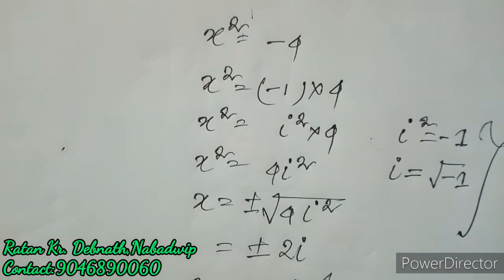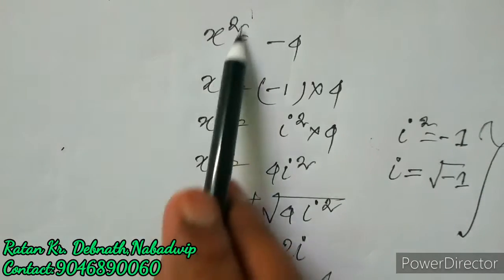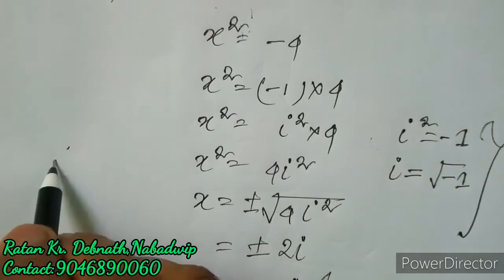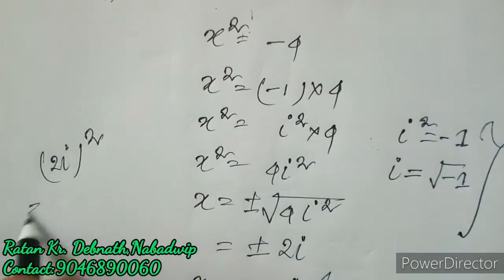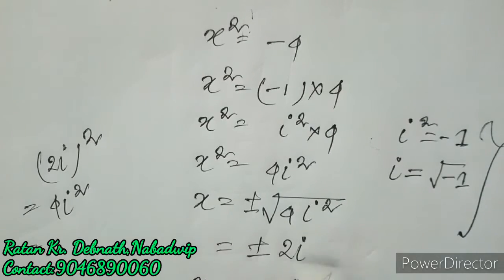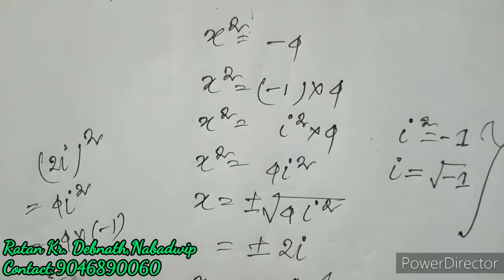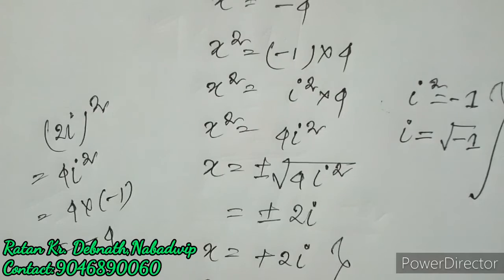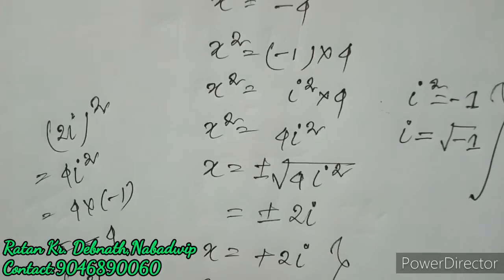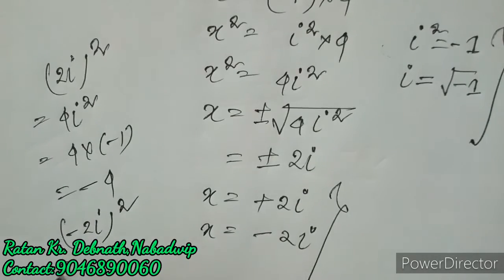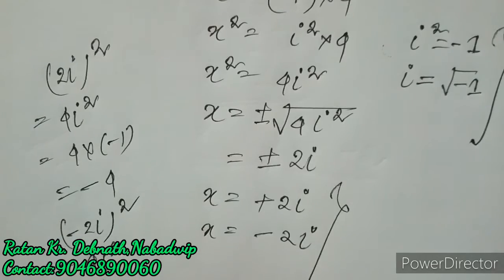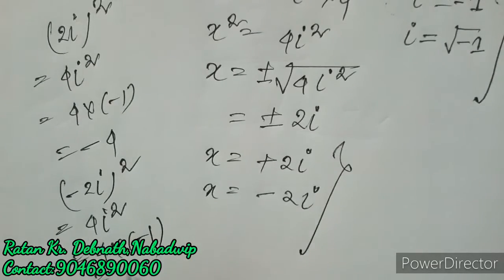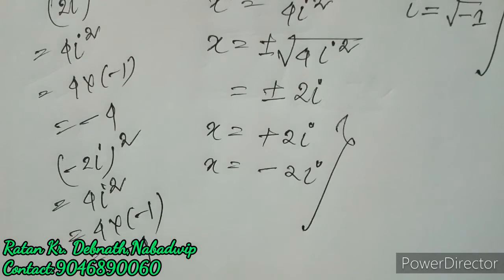Now if we put plus 2i on the left side of the equation, we get 2i whole square, that means 4i square, and we assumed i square equals minus 1, so 4 into minus 1 means minus 4. The equation is satisfied. Now if we put minus 2i, once again we also get 4i square, that means 4 into minus 1 equals minus 4. In that case also the equation is satisfied.